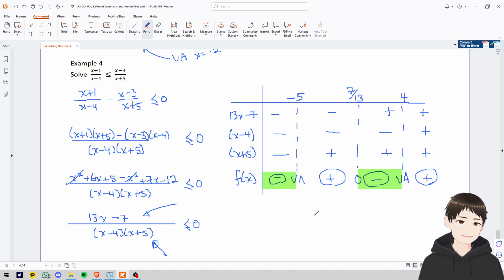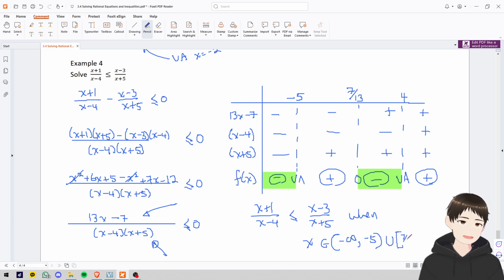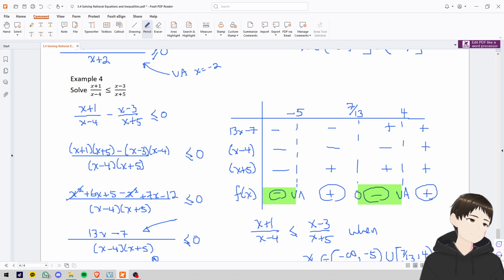Being mindful of vertical asymptotes, I know that (x+1)/(x-4) is less than or equal to (x-3)/(x+5) when x belongs to negative infinity to negative 5, not touching, union 7/13, comma 4, not touching. There it is.